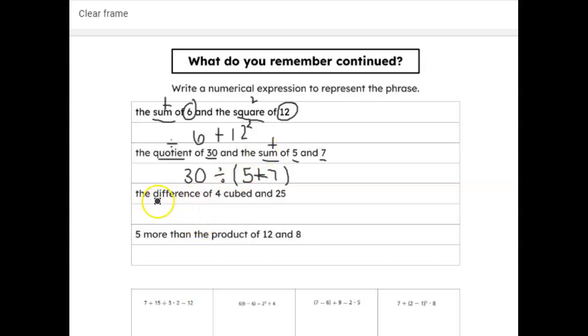The difference, that's subtraction, of 4 cubed. So 4 cubed is a 4 with a little 3 on it, and 25. So I'm going to take 4 cubed, and I'm going to subtract 25 from it.